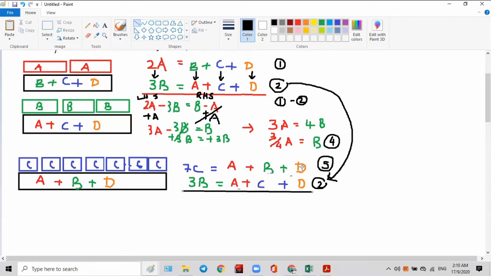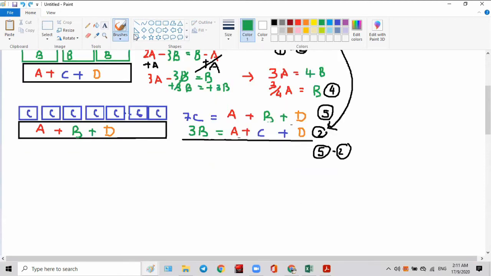We will have maybe 5 minus 2. Okay, what we have to do is now do 5 minus 2, whereby we have 7C minus 3B. So we just copy this down on this side. Is 7C minus 3B. And that will equal to, well, as on this side, when the A minus the A, that's why it's gone. That's why the D minus the D is gone, but we still have a B minus C on the right hand side. That is statement 5 minus statement number 2.